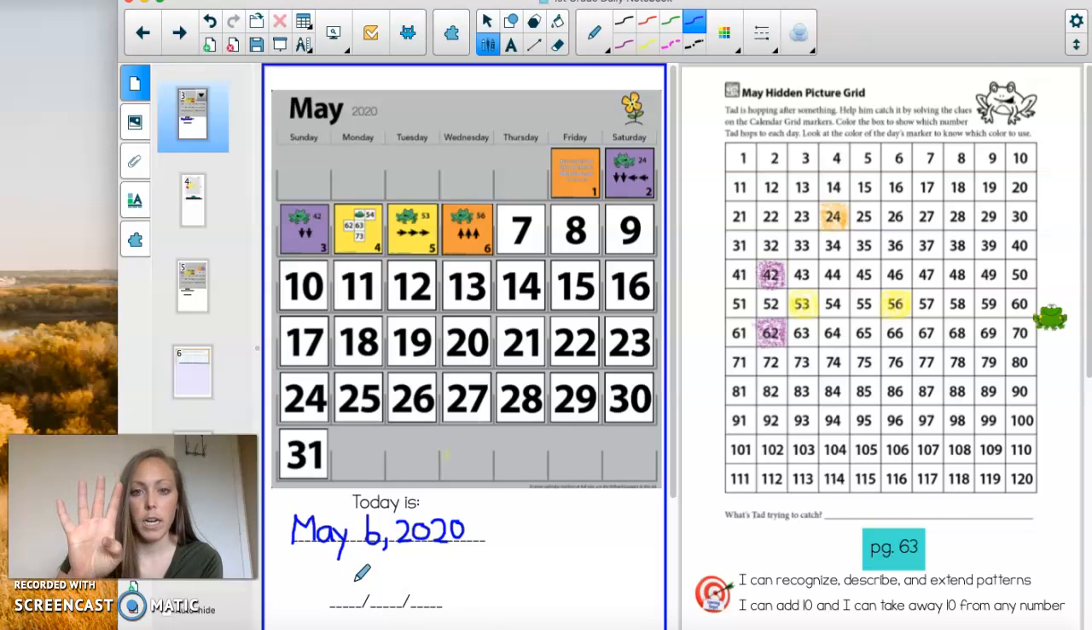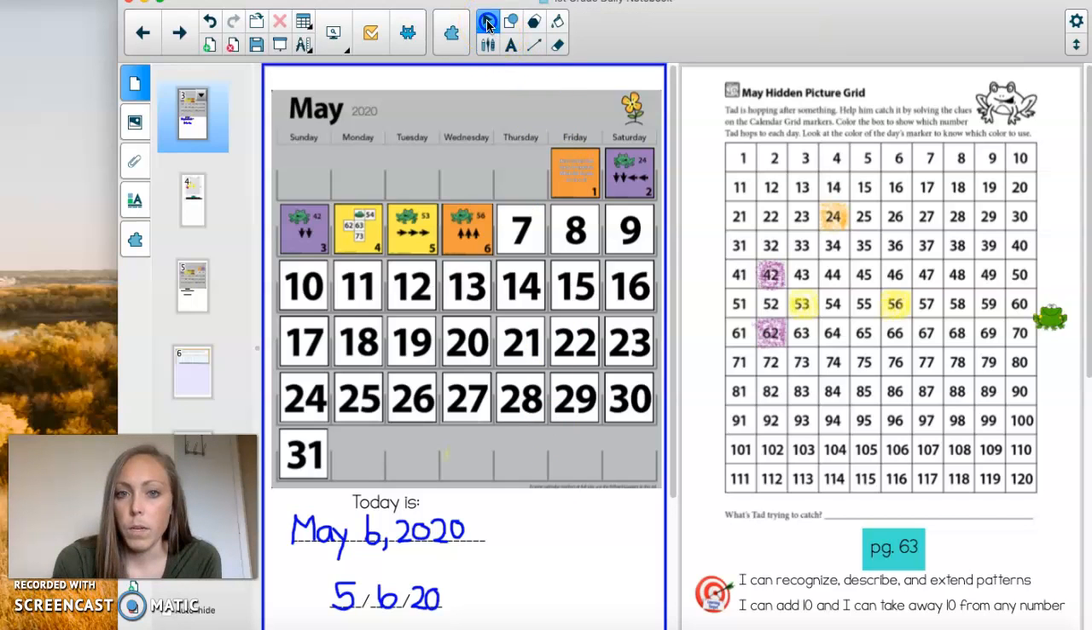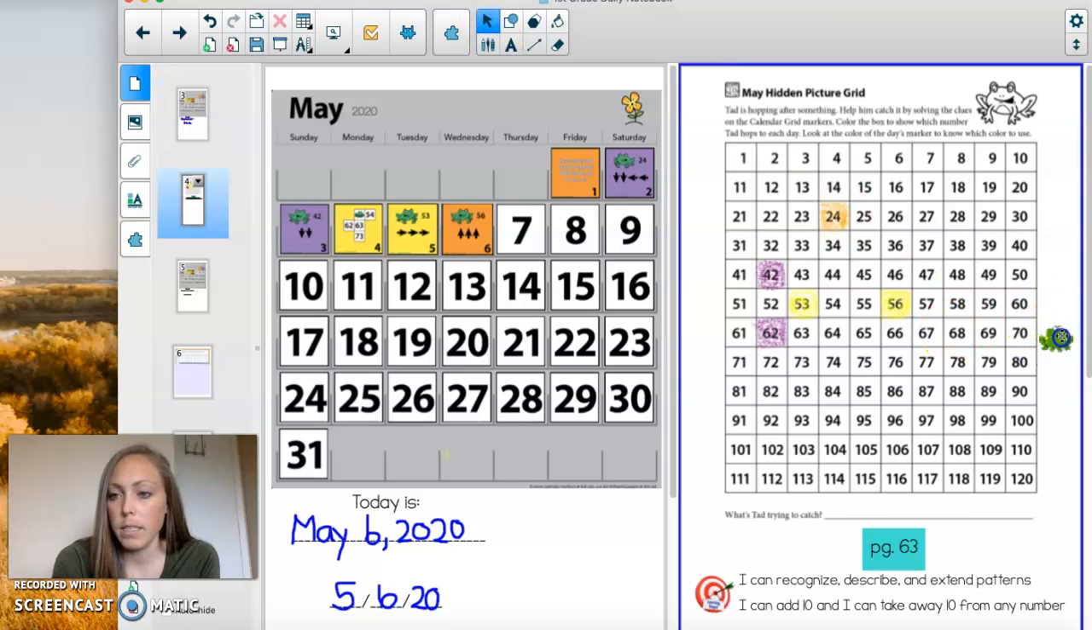All right, so yesterday we found out that May is the 5th month of the year, because remember it's January, February, March, April, May. So it's the 5th month. So to write it the short way, and do this with me, it's 5, then we do that slash sign, 5/6 because it's the 6th day of May, and then we do 20 at the end because it's 2020. So 5/6/20. That's a short way to write it, and you'll probably write that a lot on papers in school and such.